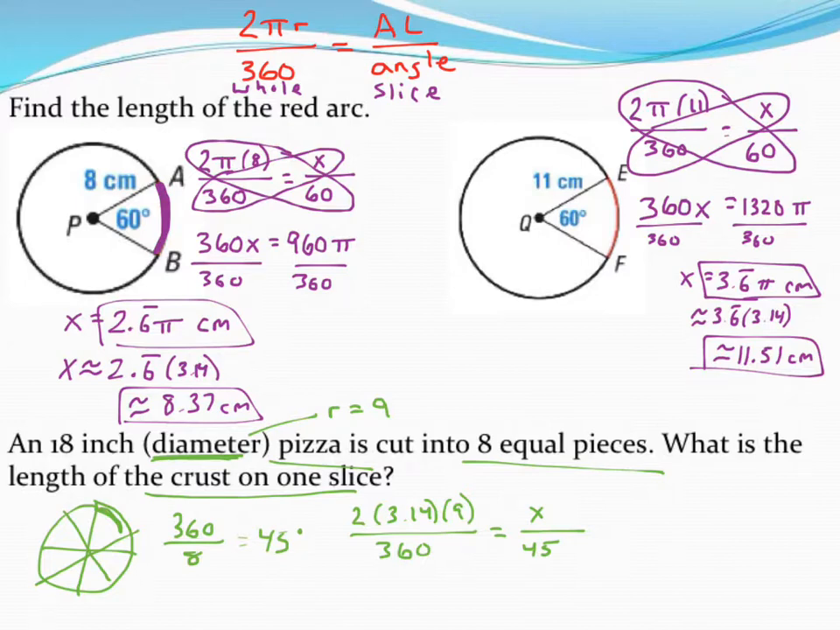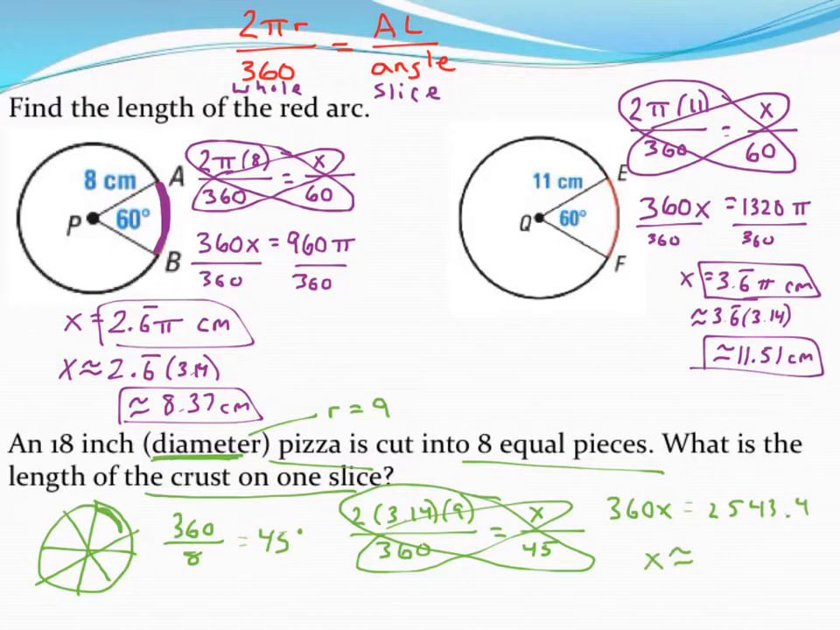Once again, I'll do some cross multiplying to find my solution. 360 times x is of course just 360x, and when I cross multiply the other way, remember, I'm just getting my approximate answer for this real life situation. So 2 times 3.14 times 9 times 45 gets me about 2,543.4. And finally, if I finish by dividing, I get an arc length of approximately 7.07 inches for the slice, or the length of the crust on one slice of pizza.